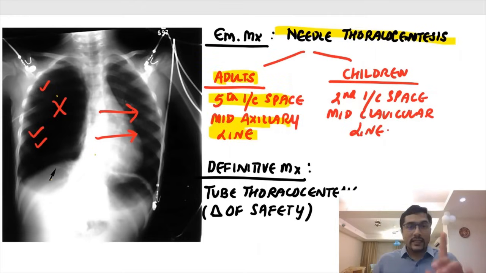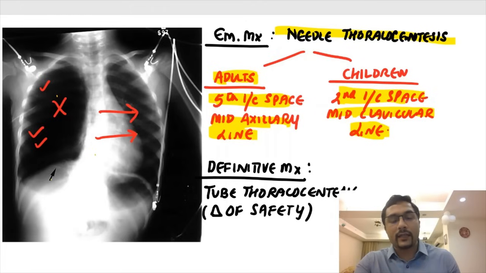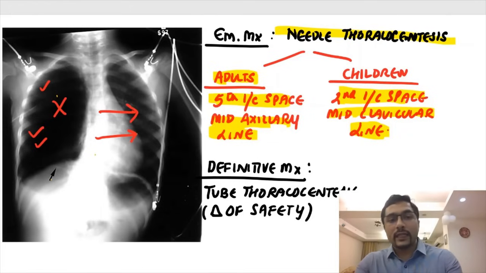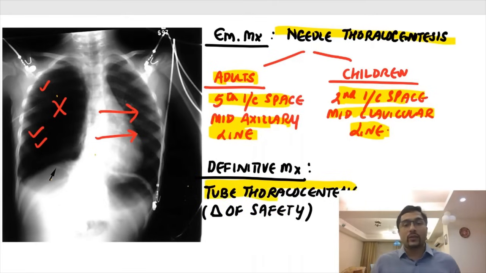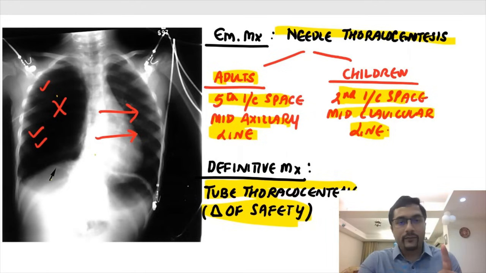So this is an update. It is done in the fifth intercostal space in the mid-axillary line in adults now. In children, it is done in the second intercostal space in the mid-clavicular line. Right, children, second intercostal space, mid-clavicular line, the old one only. And the definitive management is, we have to put in a chest tube, tube thoracocentesis, and this is done in the triangle of safety.